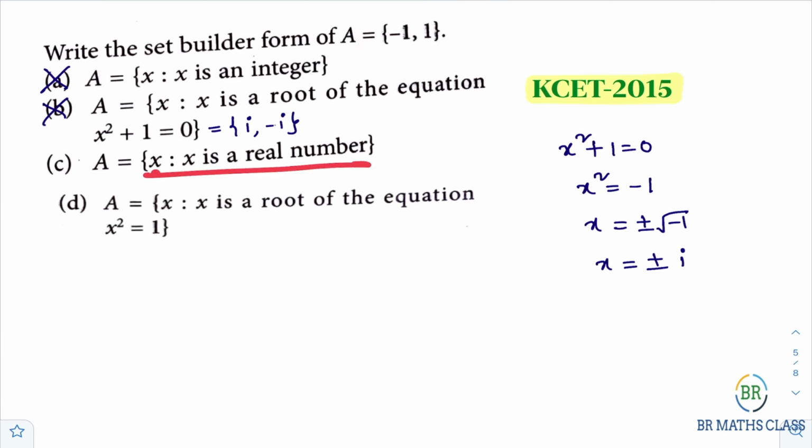You see here, it says that x is a real number. Real numbers means all the numbers in between minus infinity to plus infinity are known as real numbers.